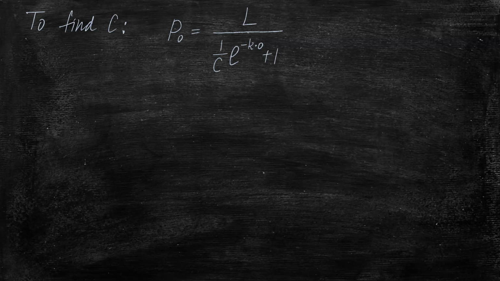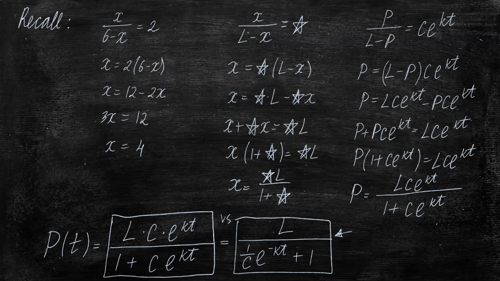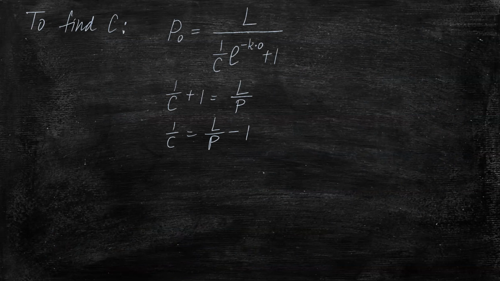So let's summarize. We have 1 over C plus 1 is equal to L over P0. And 1 over C is equal to L over P0 minus 1. And if we look back here, we actually don't need to find C. If we just find 1 over C, that will be sufficient, which we did. So to plug everything back in, what do we have?